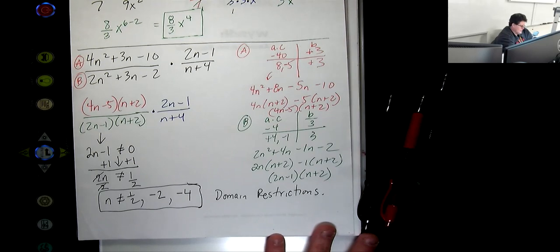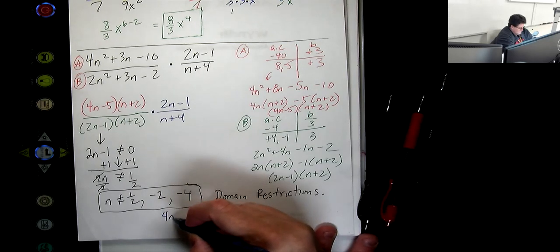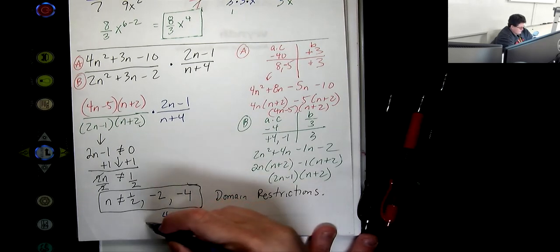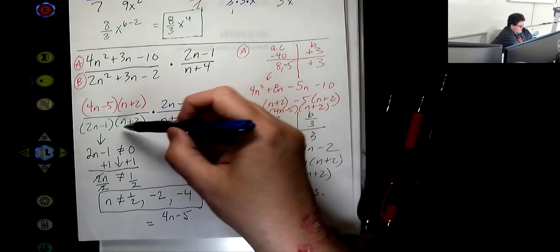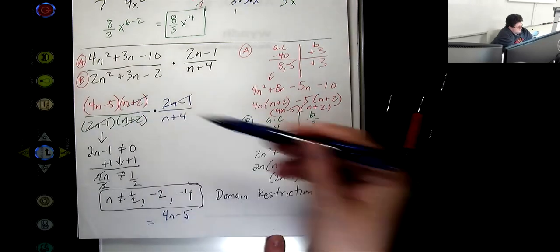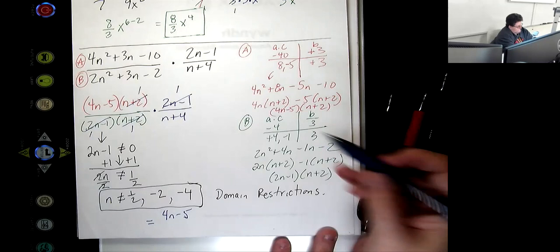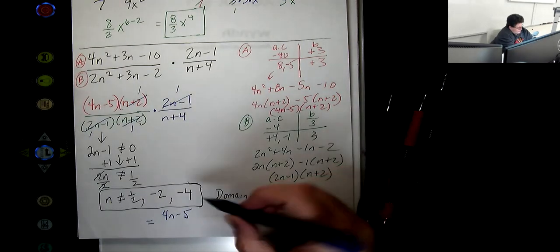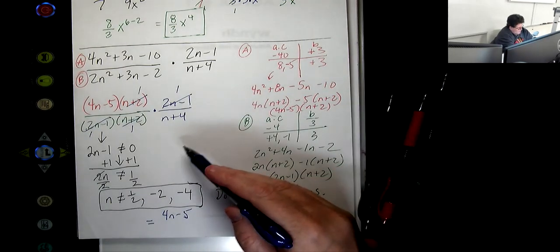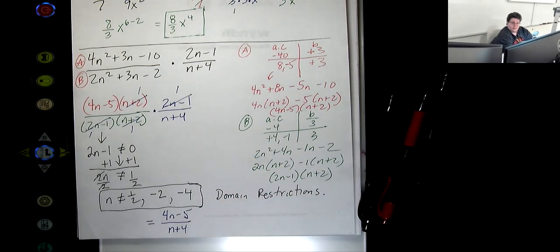And now we can start cleaning this up. The 4n minus 5 does not cancel out. The n plus 2's do though, as does the 2n minus 1. In both cases, leaving 1's behind. The only thing left on bottom multiplied by those 1's is that n plus 4. So the simplified rational expression is 4n minus 5 over n plus 4.